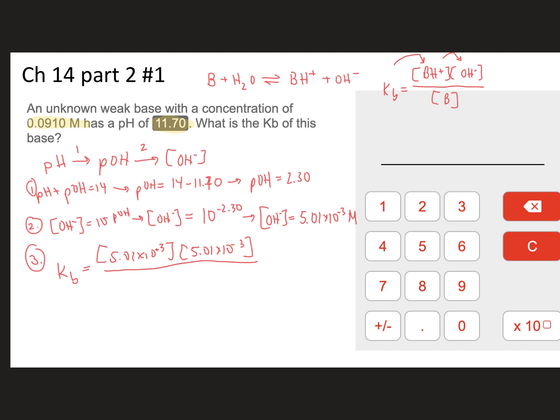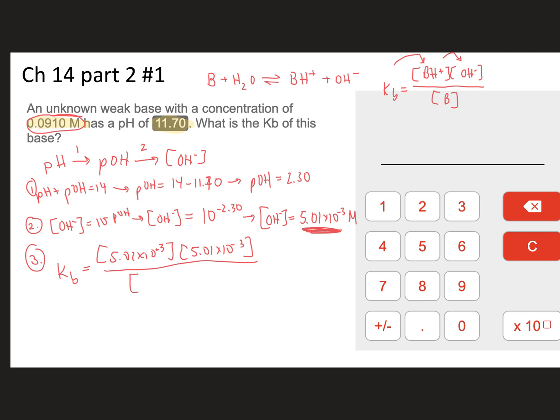Here's where they handle this a little bit differently than we did in class. So basically in class at this point we said we can assume that the change in x is really small relative to the concentration of our acid, our base. We can ignore that. They don't ignore that change in concentration. So this is our initial concentration. We start with that much base, and because this is my concentration of hydroxide, that tells me how much of the base has ionized.